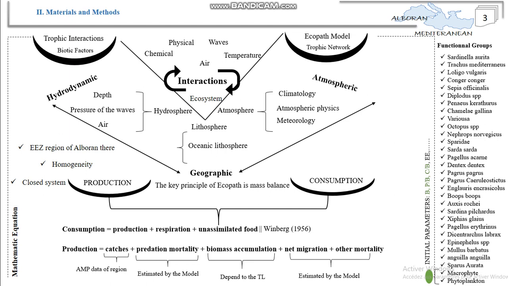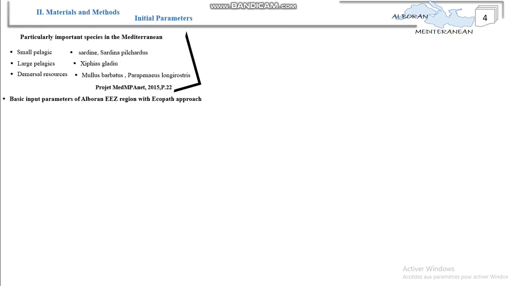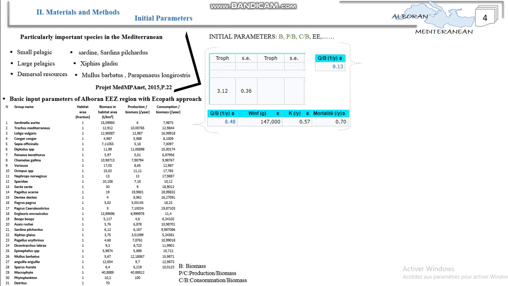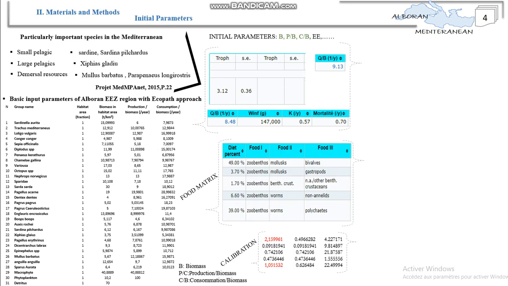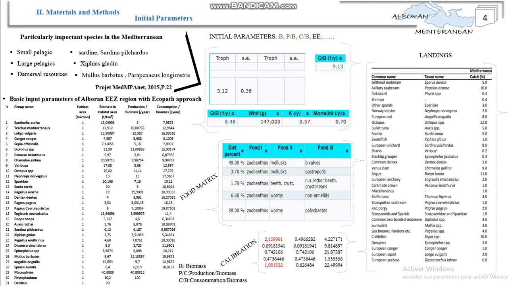So the initial parameters of our model were collected from FishBase, and the lengths of the species that we have were mainly extracted from reported catch, and we have the catch rate of all the species that we integrated in our model. The same thing for the food matrix, which was estimated from FishBase. The same thing for the values of production on biomass and consumption on biomass, whose values already exist in FishBase.